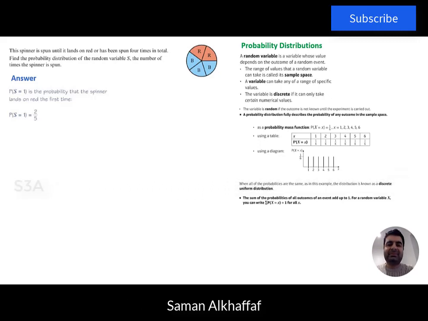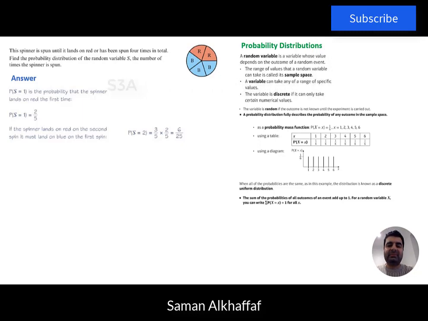Now, if the spinner lands on red on the second spin, it must land on blue on the first spin. So for the second spin, it will be 3 over 5 for blue, because there were 3 blues out of 5, multiplied by 2 over 5 for red, so the probability is 6 out of 25. This is the probability of blue then red, the probability of blue multiplied by the probability of red, which gives us 6 over 25.